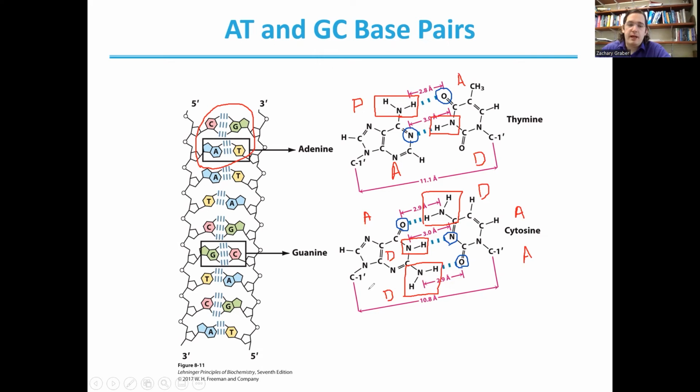You can also notice that our guanine and cytosine link together with three hydrogen bonds, so it actually forms a tighter interaction compared to our adenine and thymine. So it's actually easier to break the interaction between adenine and thymine versus between guanine and cytosine.